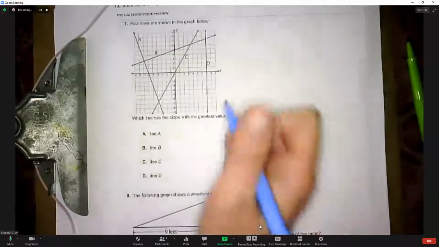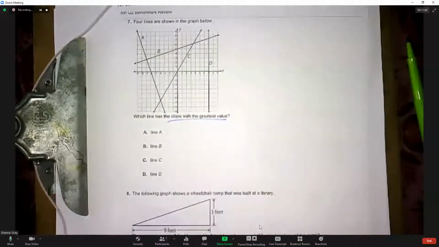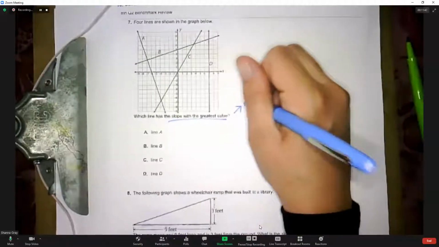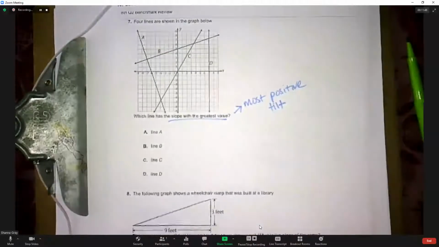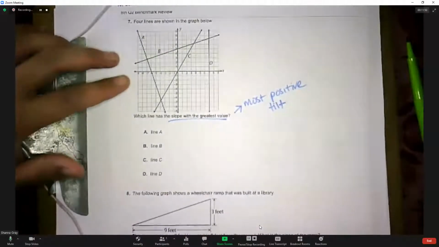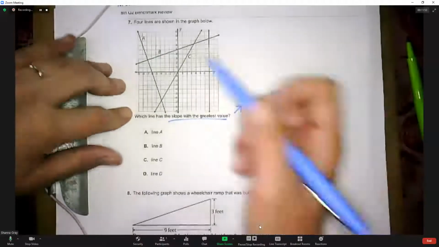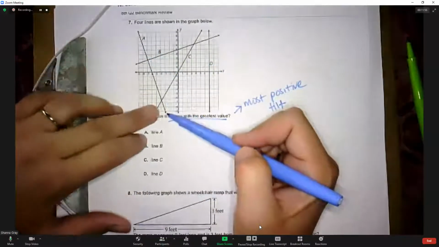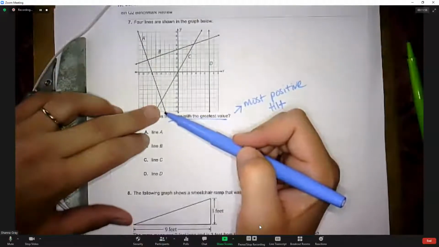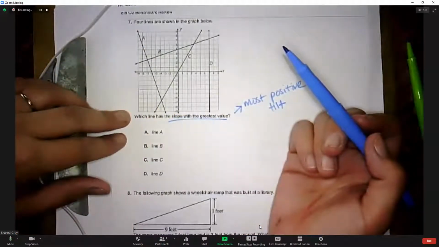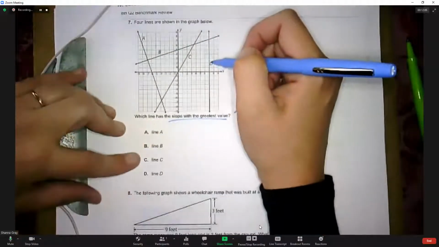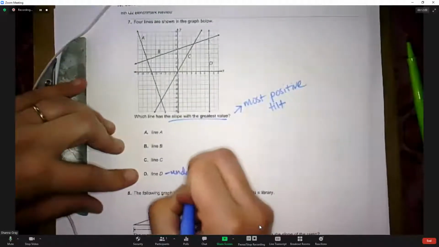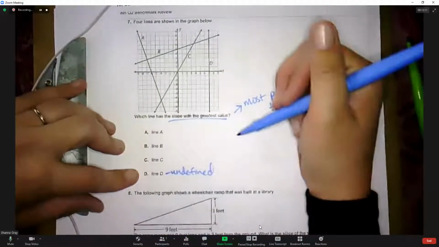All right, 4 lines are shown in the graph below. Which one has the greatest slope? Basically, you're looking for the most positive tilt, the one that's tilted up the most. A is going down. D doesn't have a slope. So slope D is undefined because it's a vertical line.